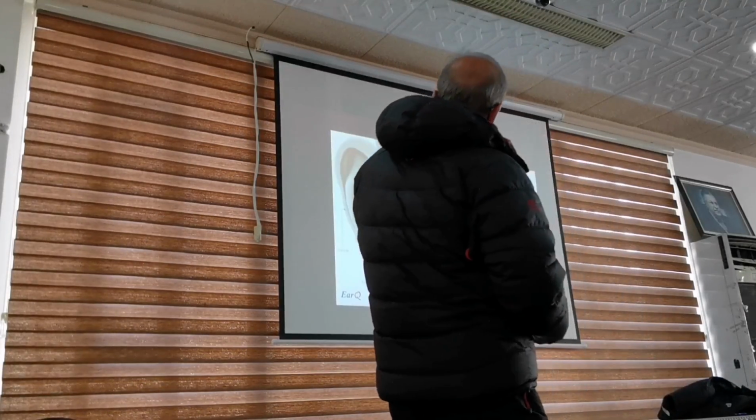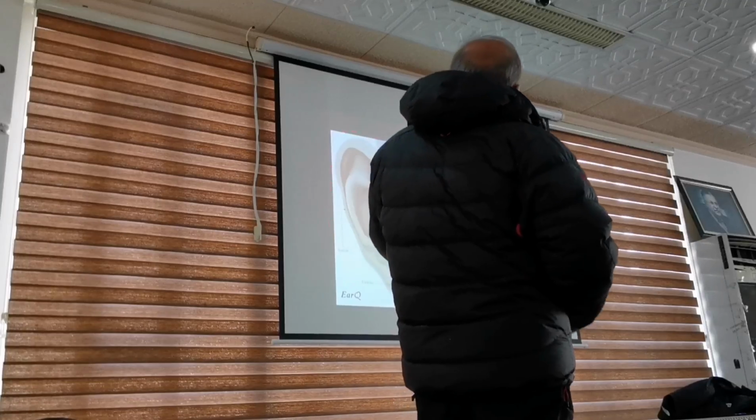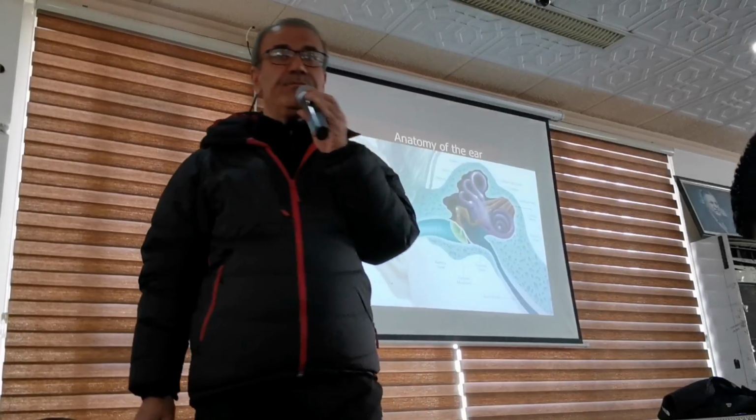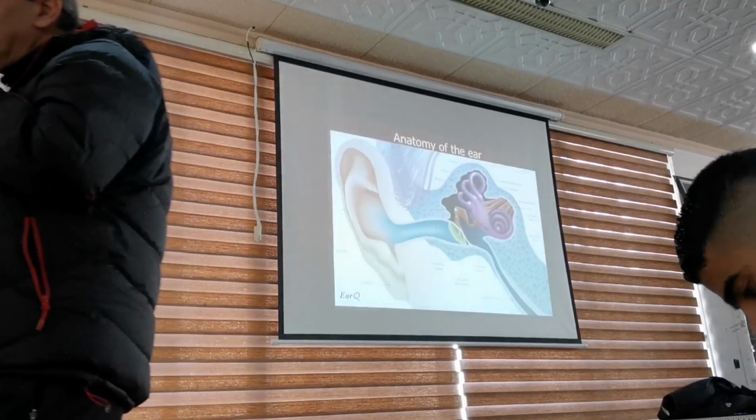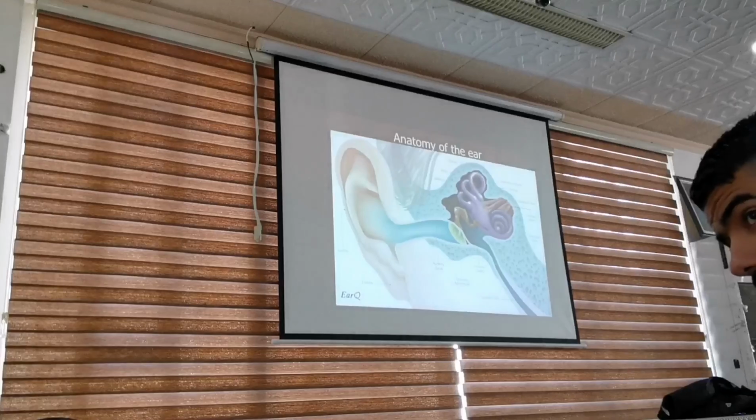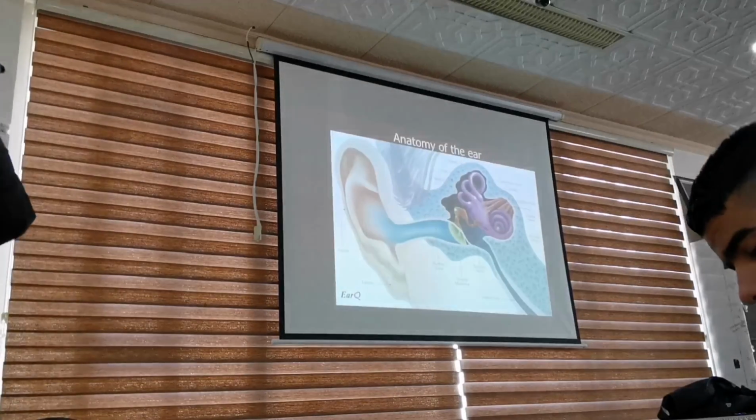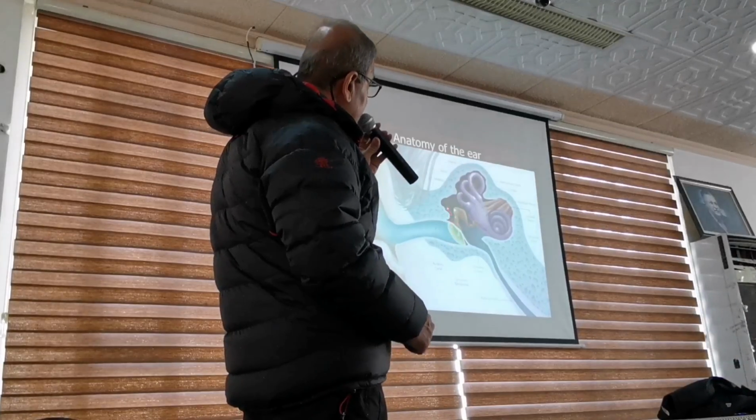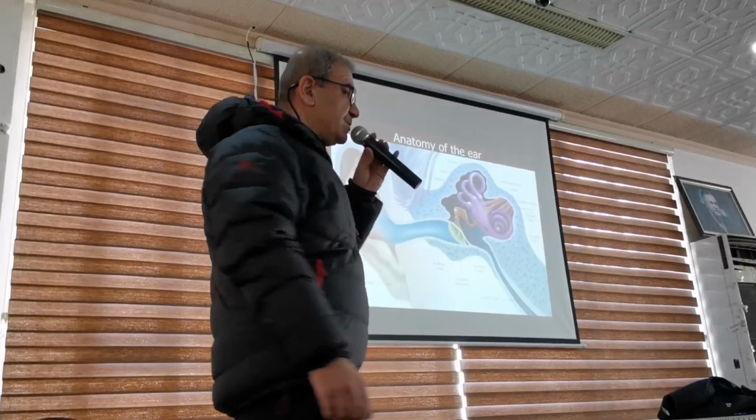The external ear is also composed of three parts. This is the auricle, the external auditory canal, and the tympanic membrane. The middle ear is composed of a small room, containing three ossicles: malleus, incus, and stapes.